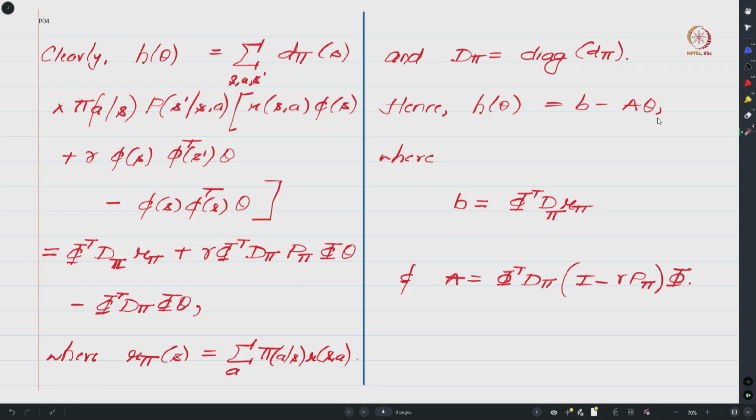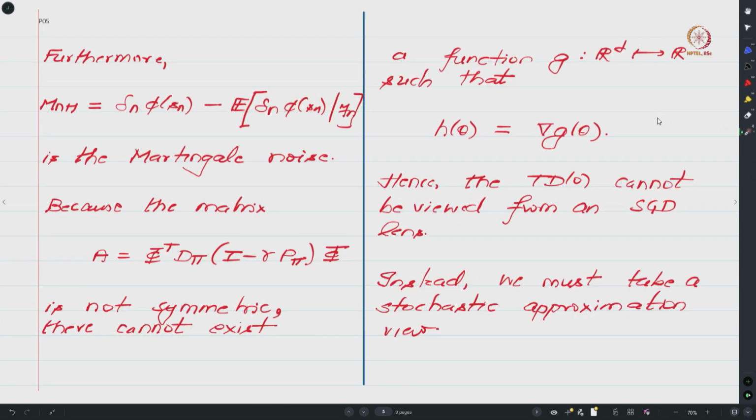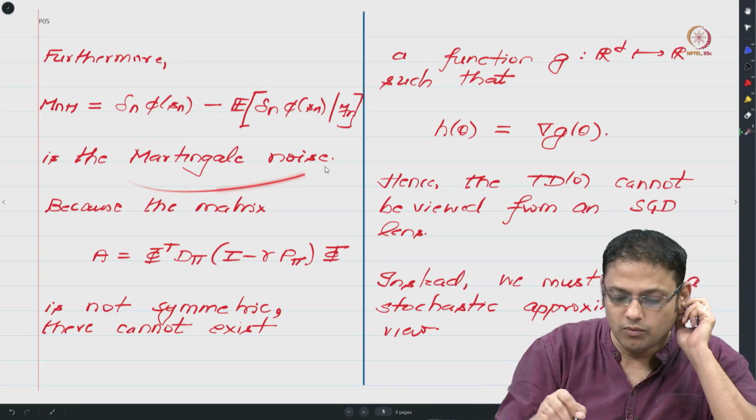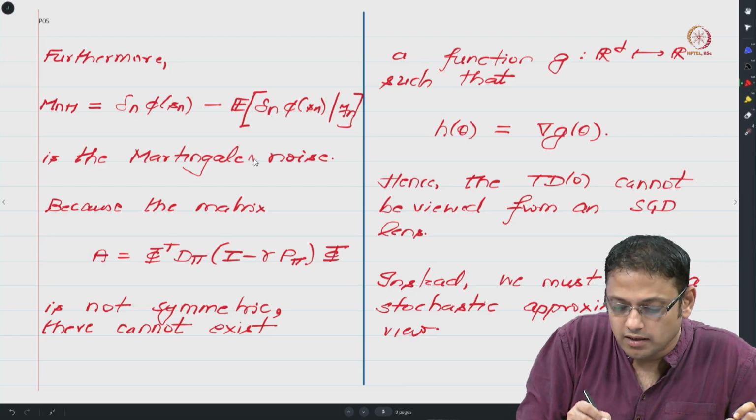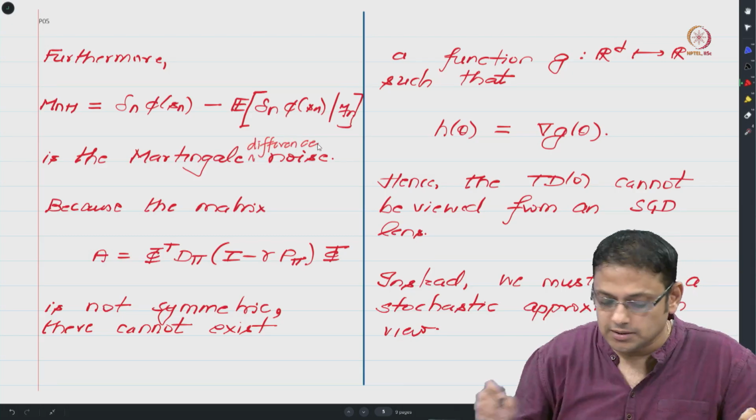Through this algebra one now gets a sense of the structure of your driving function, and hence one can ask, now that we know the structure of this driving function, can we say something about the asymptotic behavior of your TD0 algorithm? As I said, this M n plus 1 has this form, and one can see that this is a martingale difference noise.